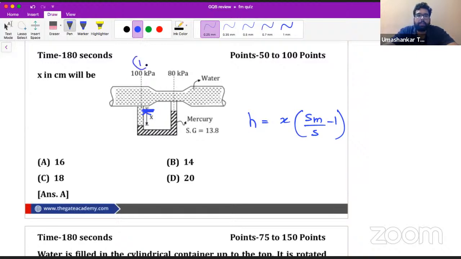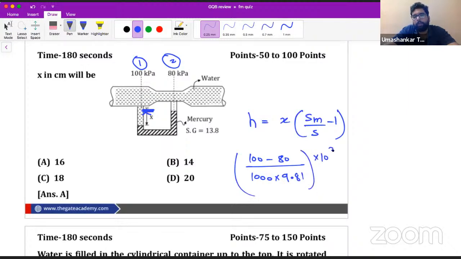So let us consider this 1, and let us consider this 2. H is the pressure head difference between 1 and 2 in terms of the liquid flowing through the pipe. So basically, what is this pressure difference? (100 − 80) upon rho g, times 10 to the power 3, because the fluid flowing in the pipe is water. We know P is equal to rho gh, so from there we can get our H, the pressure head difference in terms of the liquid flowing through the pipe.